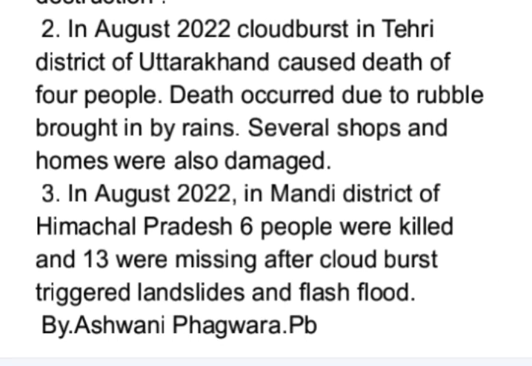In August 2022, in Mandi district of Himachal Pradesh, 6 people were killed and 13 were missing after cloudburst triggered landslides and flash flood.